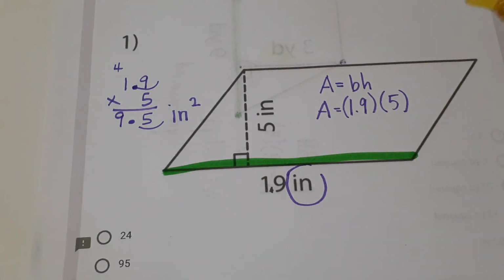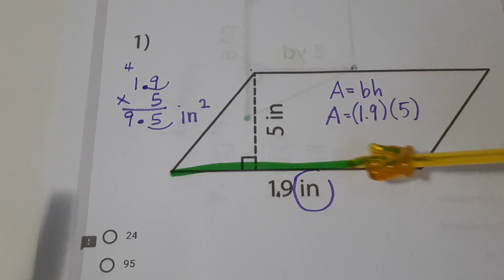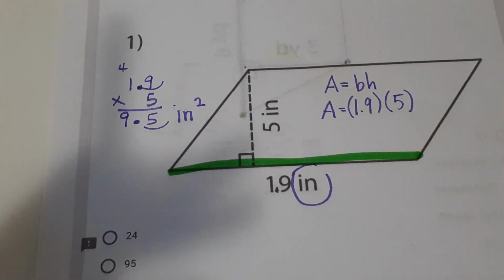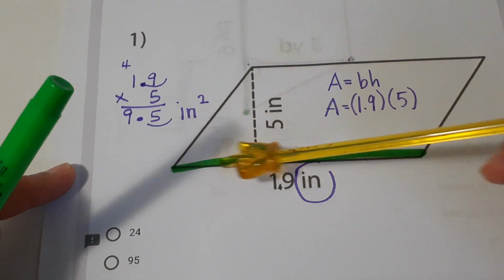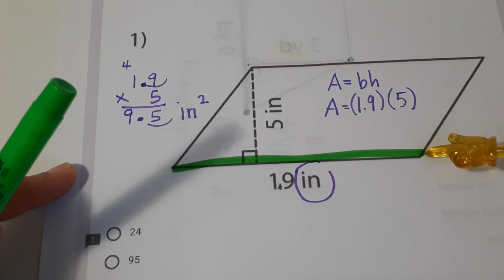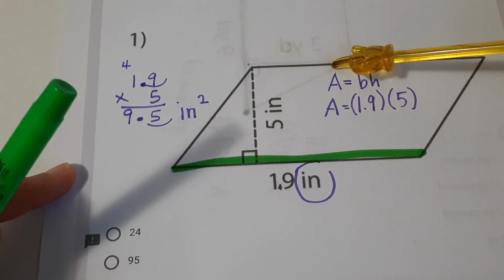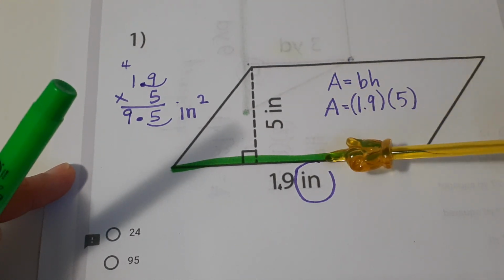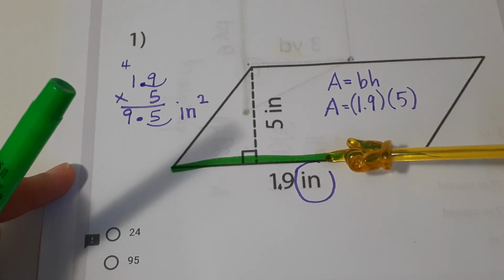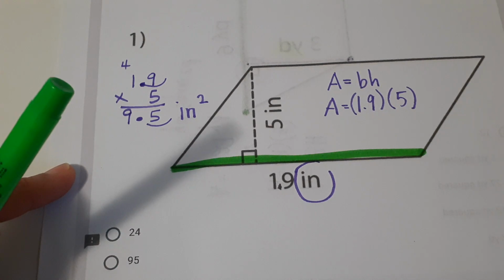So in order to do this, the first thing you need to do is identify where your base is. Your base is this part of the shape where it's sitting on. It's sitting on this line right here. So we have a base 1 and a base 2. Both of these lines will have the same measurement of 1.9 inches. Now, to find the height, that could be a little bit trickier.